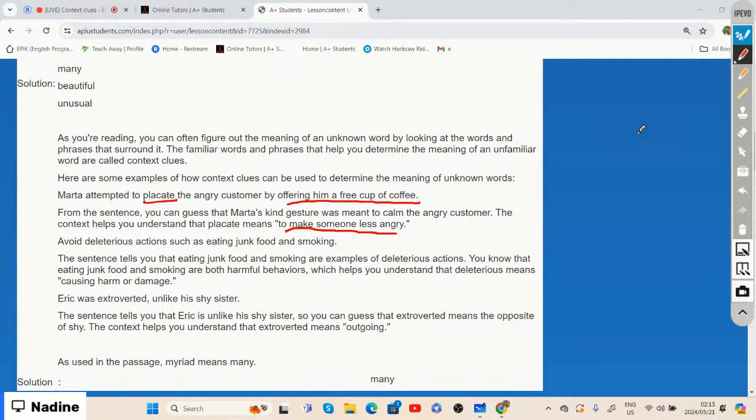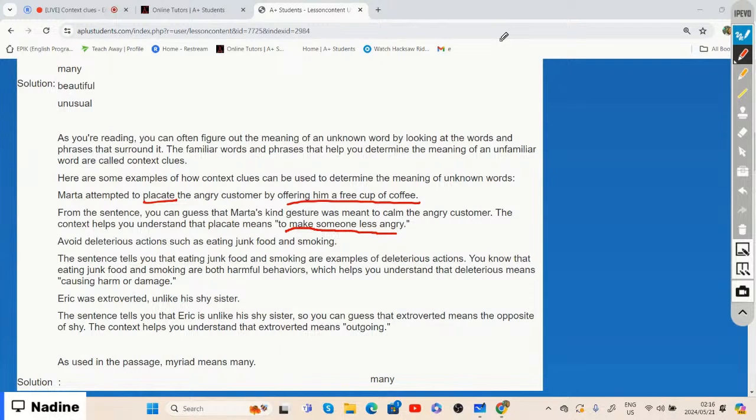All right. The next one says: avoid deleterious actions such as eating junk food and smoking. So deleterious, such as junk food as well as smoking. They're saying avoid deleterious actions, and they're specifically mentioning things like junk food and smoking, all right?